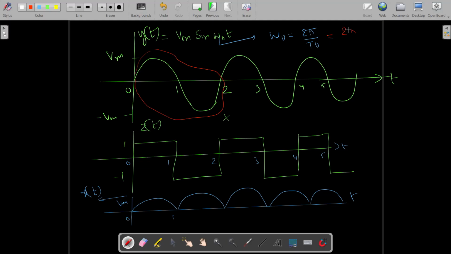Therefore, this is going to be 2 pi by T naught, where T naught is 2. So this is going to be pi, correct? So what is x of t now? x of t is going to be the same as y of t, which is Vm sine pi t. Once we know x of t, carrying out the integration is very straightforward. So let us go to the next page.